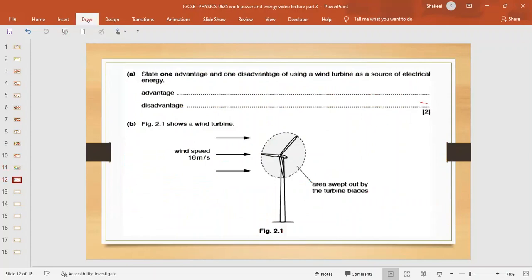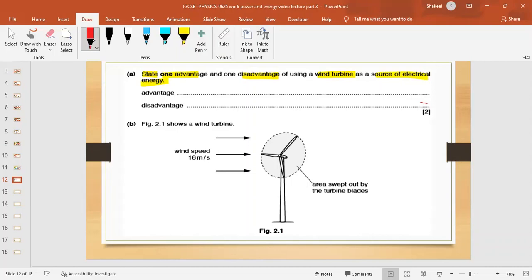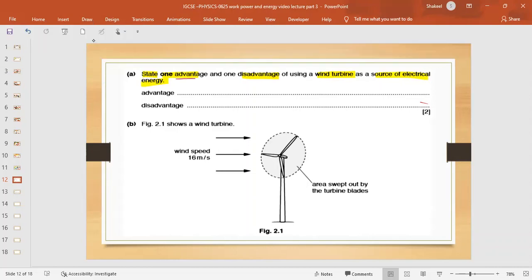Okay, let's look at some theory questions. You have to state one advantage and one disadvantage of using a wind turbine as a source of electrical energy. Wind turbine, okay. What is the advantage of a wind turbine? We have looked at it in video 2. The energy source is renewable, which means there is no cost for input energy. What is the disadvantage? The disadvantage is that it is location and weather dependent.